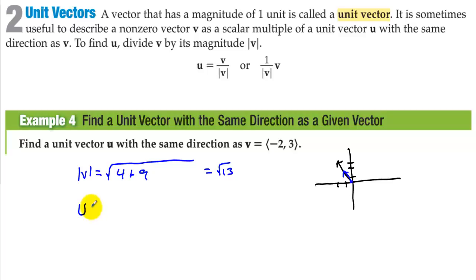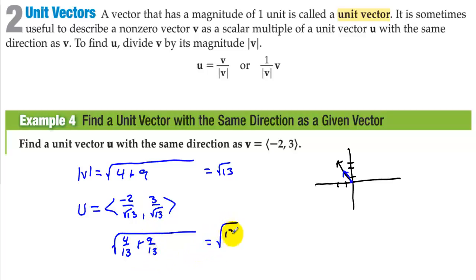So now u is 1 unit long in the same direction as this. Now here's how we're going to write it. This is going to be equal to negative 2 divided by square root of 13 and 3 divided by square root of 13. Now you don't have to do this, but what if we did the Pythagorean theorem or found the magnitude of this vector? It'd be the square root of, we'd have to square this, which would be 4 thirteenths, and plus when we square this one, it would be 9 thirteenths, which is equal to the square root of 13 thirteenths, which is square root of 1, which is 1 unit long. So this vector is going in the same direction as the original one and is 1 unit long, so we call it the unit vector.